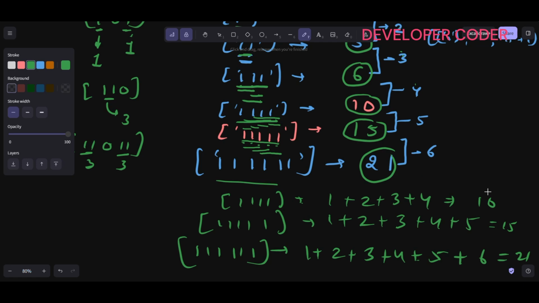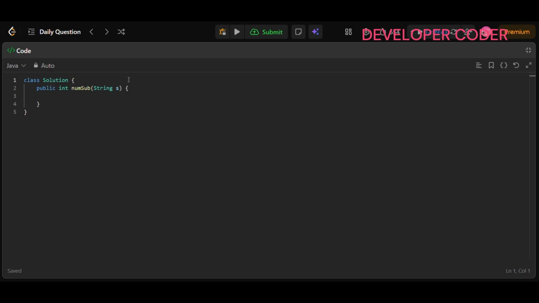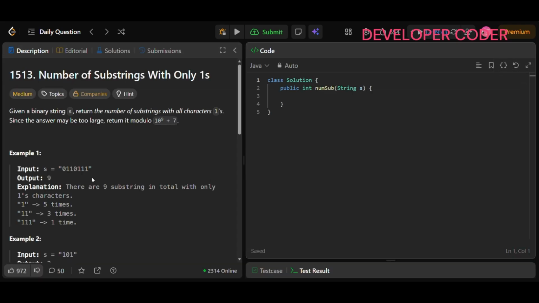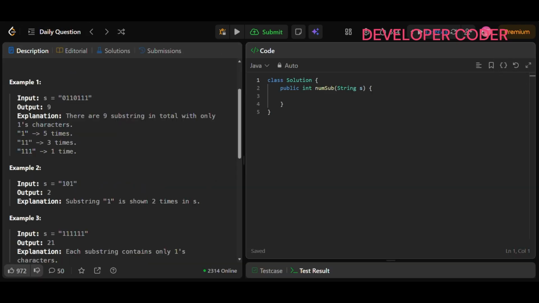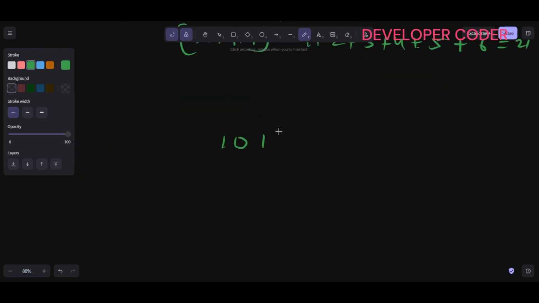So now our problem is very simple. We have to just iterate over our string. If you take this example, 101, we are just saying 1, so 1 is output, then next time we iterate 0, skip, then again 1, so 1 output. So 1 plus 1, output is 2.